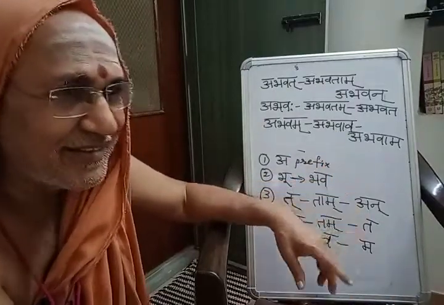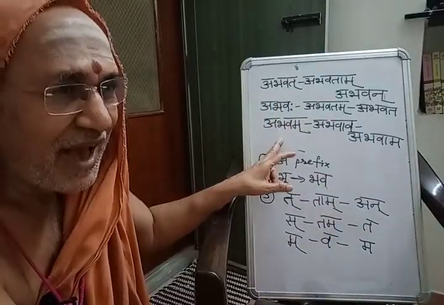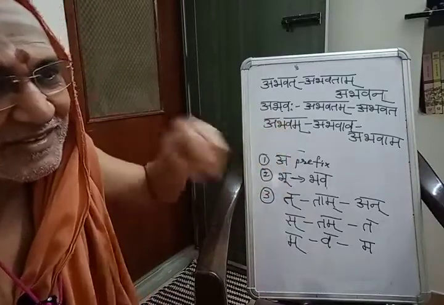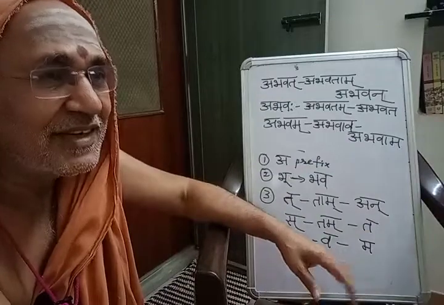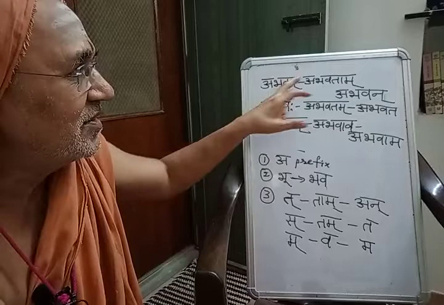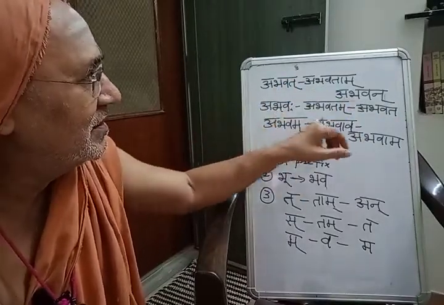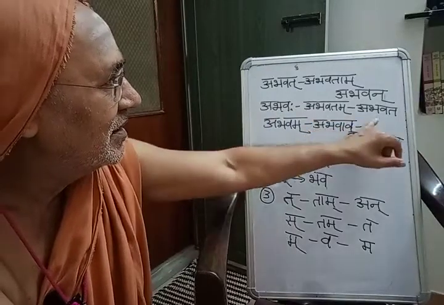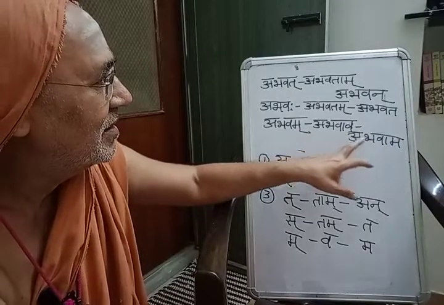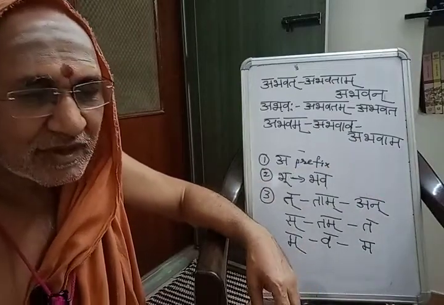Ajayat, he conquered. Abhavat means he was, isn't it? Abhavam, I was, like this. Abhavaha, you were, like that. Past tense. Then another one, Anayat, he took, he carried. Ajayat, he won, he conquered. Ajayat, ajayatam, ajayan, ajayaha, ajayatam, ajayata, ajayam, ajayava, ajayama. It is there in Shabda Manjari or Dhatu Manjari, you can take.